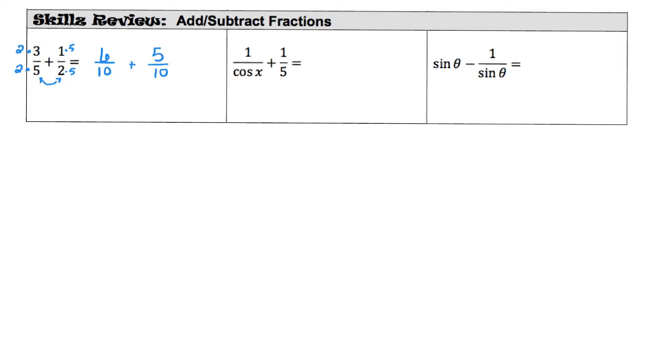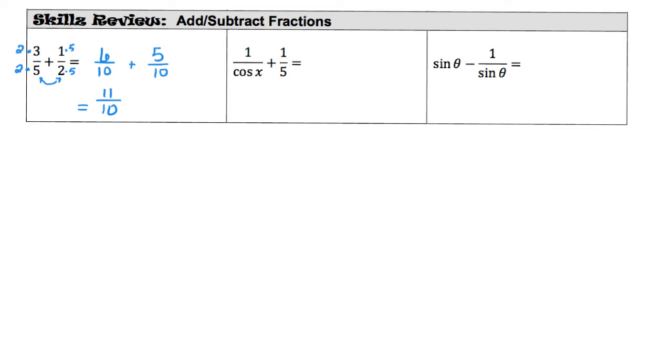Once you have common denominators to add fractions, you add your numerators. So 6/10 plus 5/10 is equivalent to 11/10. And we'll use this same concept for doing this with trig.